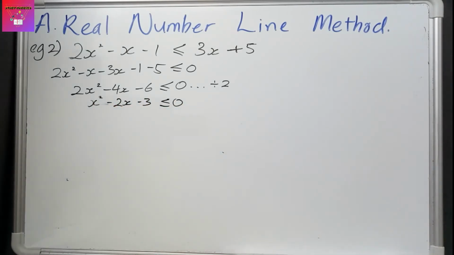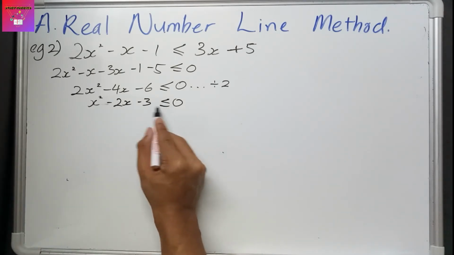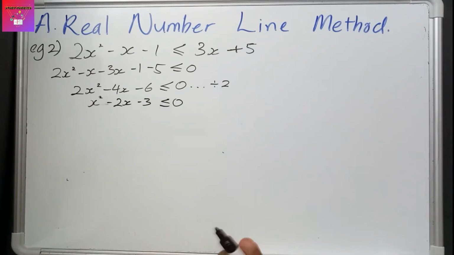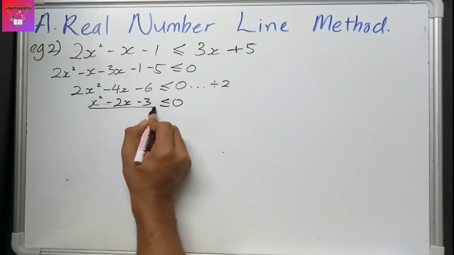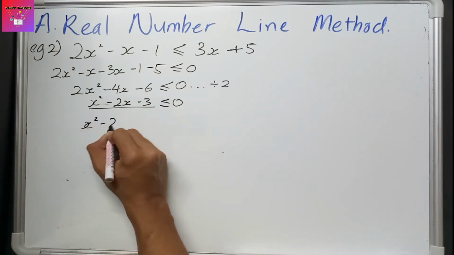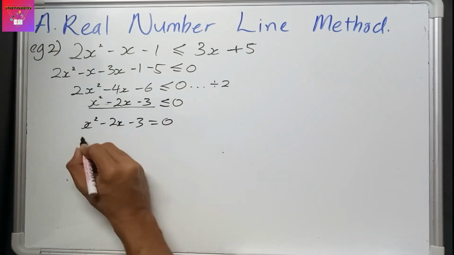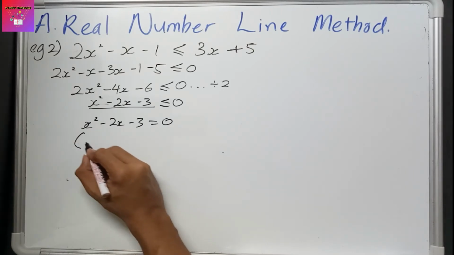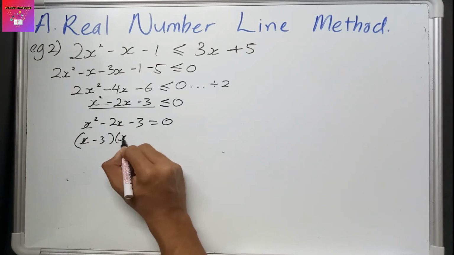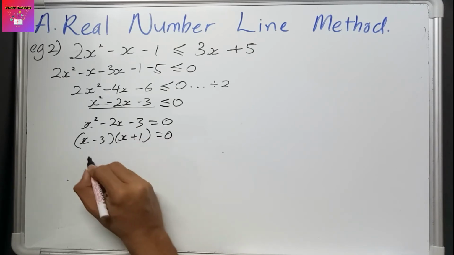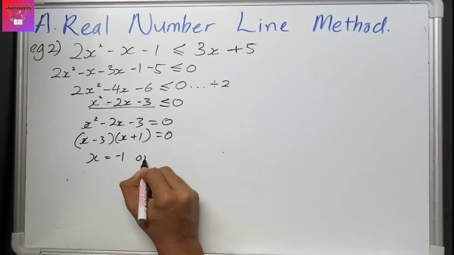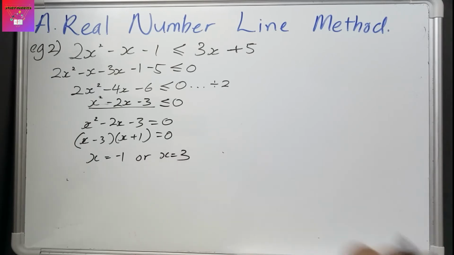Once we reach this part, we see that it is a less than or equal to inequality. We have to remember that we have to choose the negative part, not like the question just now, but now we have to choose the negative part when we do the real number line method. Before that, we have to solve this equation: x squared minus 2x minus 3 equals 0. After complete factorization, we get (x minus 3)(x plus 1) equals 0, where x equals -1 or x equals 3.